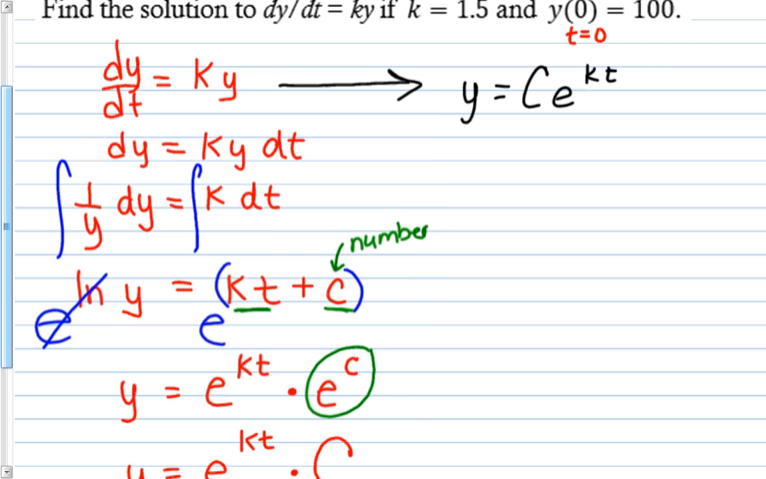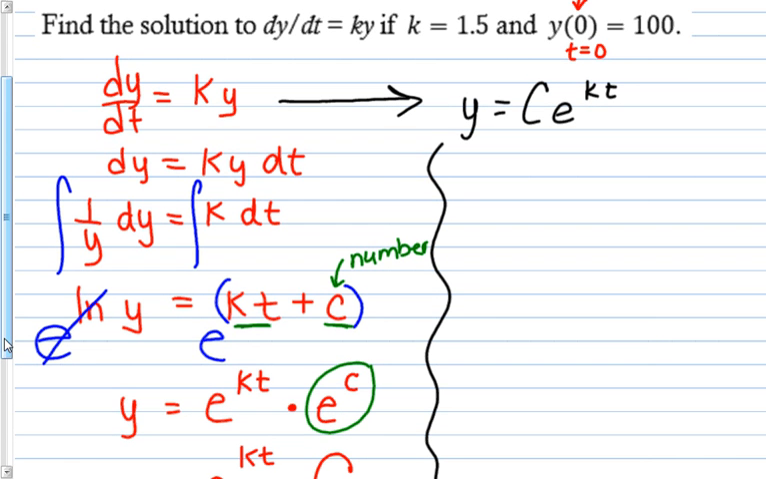Okay? So now that I'm going straight there, that's when I start using the values that were given to me. k equals 1.5 and y of 0 equals 100. Remember, the big C is the initial value of y. So y equals 100 e to the 1.5 t. And this is the solution to dy/dt if k equals 1.5 and y of 0 equals 100. Remember, a solution is just an equation, and in this equation I have my y and I have my t.